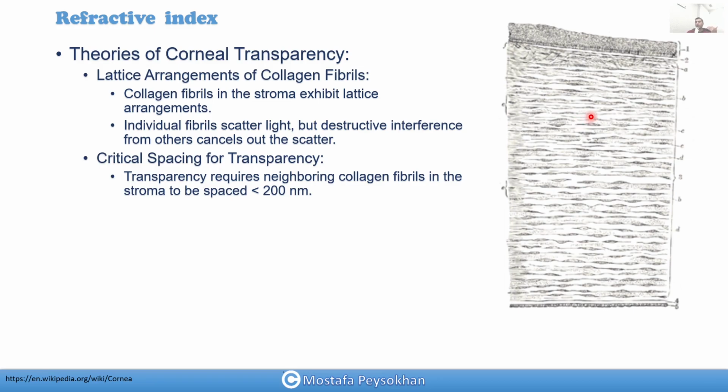The other theory is critical spacing for transparency. It says the spacing of the layers is less than 200 nanometers, so that is the reason light is not scattered. Light is not scattered because of that very small distance relative to the wavelengths of visible light, which is from 400 to 700 nanometers. So that's another theory for why the cornea is a transparent part of our eye.